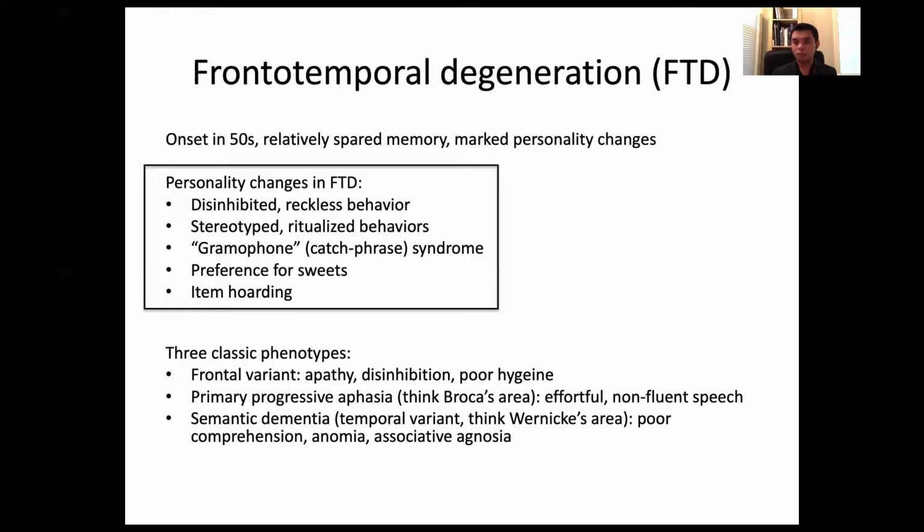The next one is semantic dementia, and that's sort of, not quite the opposite, but it's going to be the Wernicke's variant of your frontotemporal dementia. So the comprehension is going to be affected first. These patients also will have difficulty with naming things and have something called associative agnosia, where they have difficulty recognizing objects even though they're able to actually perceive or even draw those objects when you describe and show them to them.